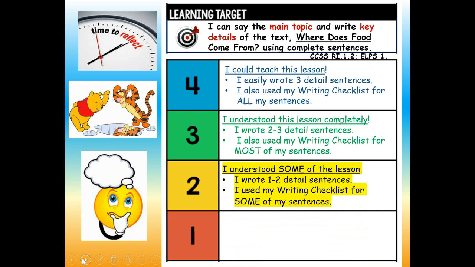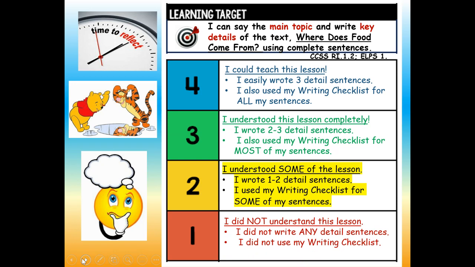Or would you give yourself a 2? I understood some of the lesson. I wrote 1 to 2 detailed sentences, and I used my writing checklist for some of my sentences. If so, give yourself a 2 at the top of your paper. Or would you give yourself a 1? I did not understand the lesson. I did not write any detailed sentences, and I did not use my writing checklist.